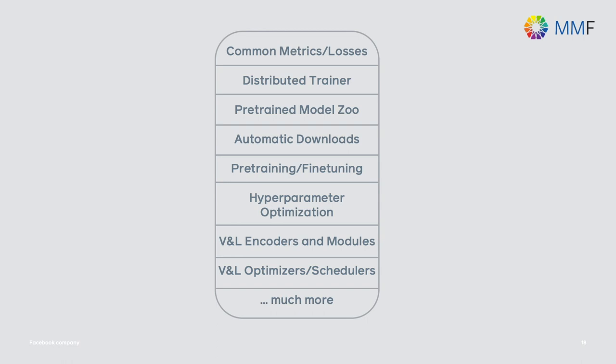We provide automatic downloads for the dataset. We run the command, the dataset is automatically downloaded for you, and then you can go on with your main thing. We also provide pre-training and fine-tuning approaches: you can pre-train a model, then take specific parts from that model and fine-tune them. Then you can do hyperparameter optimizations. You can launch large sweeps, and it's very configurable.